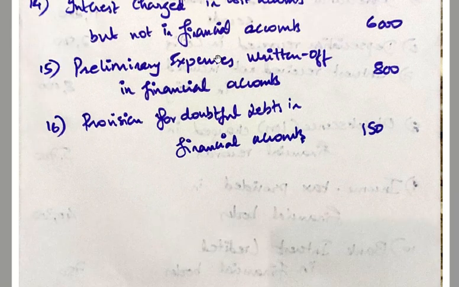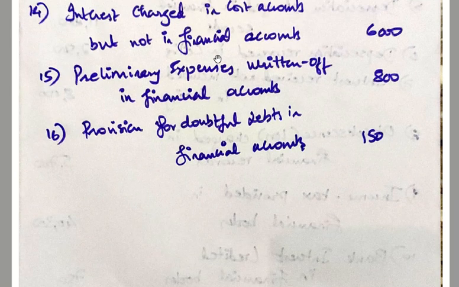Interest charged in cost account but not in financial account. Interest charged is an expense. You are supposed to basically minus it, but here we are adding it. Okay, this is interest charged in cost account but not in financial account, so you will basically add it, but here we are minusing it.